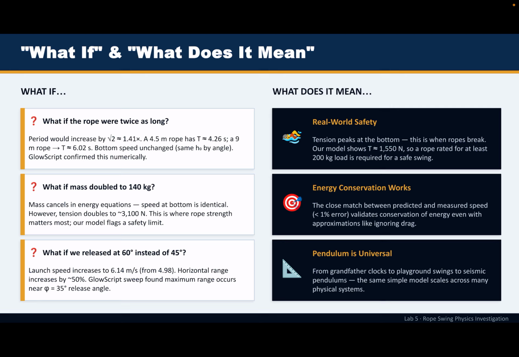And what this means is that the fact our model works so well with such simple assumptions tells us that the energy conservation is robust, even with approximations, and that the tension calculation has a real practical takeaway, which is always making sure that the rope is rated for more than twice your body weight.